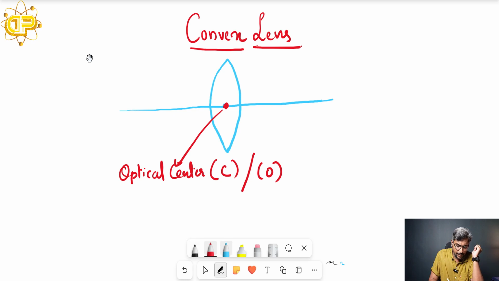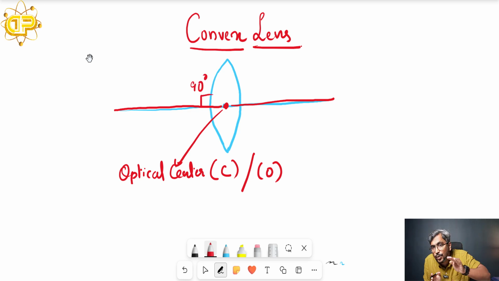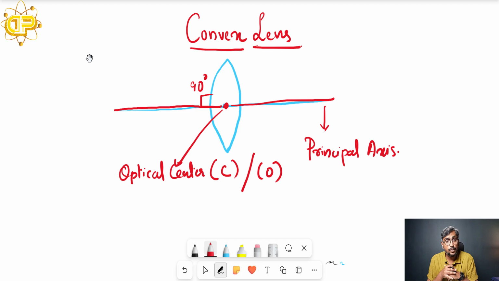And the next term that you need to study is this line, the line which is passing through this optical center and perpendicular to the surface of the lens. We call that line the principal axis.